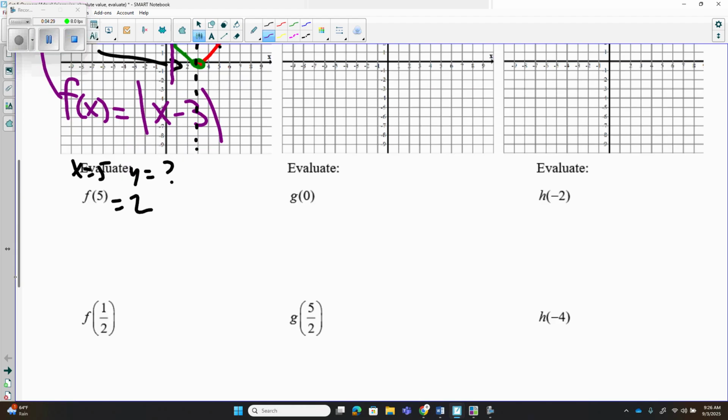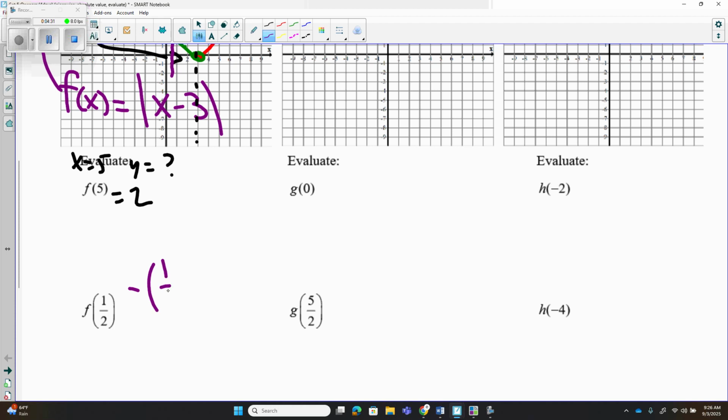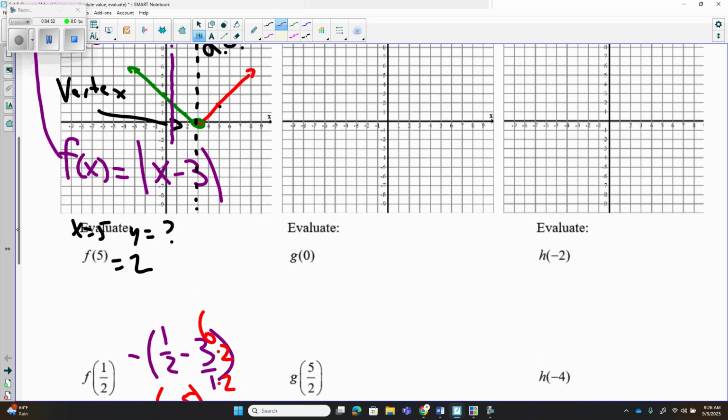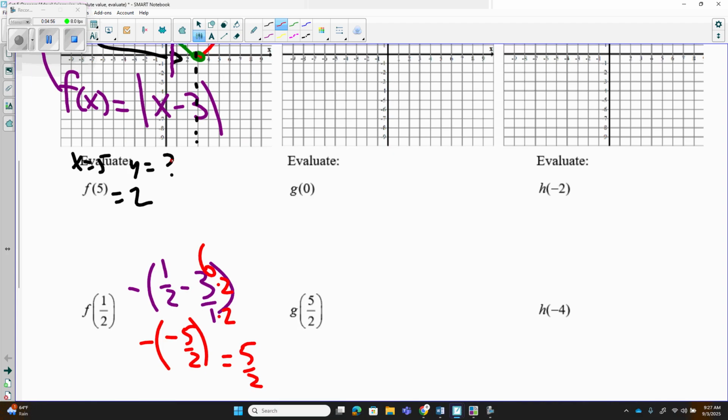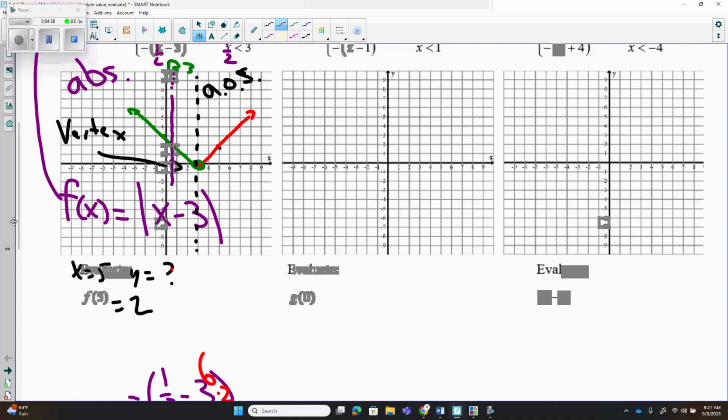So I'm going to come down here and write this as negative 1/2 minus 3 over 1. So you need to have a common denominator, which would make that a 2, which would make that a 6. When I subtract, I get a negative 5 over 2 with a negative out front, which will make that a positive 5 over 2. Okay? And as you can tell, 5 over 2 is 2.5, which is about where we're at right there. Okay? My output should be at 2.5.